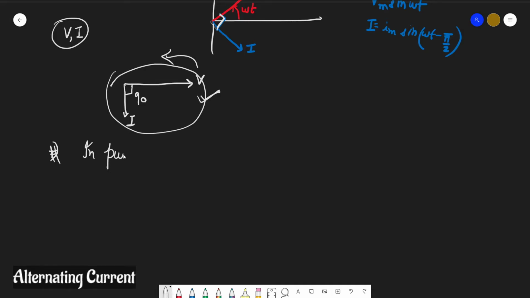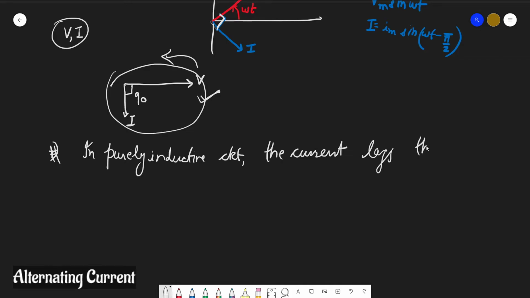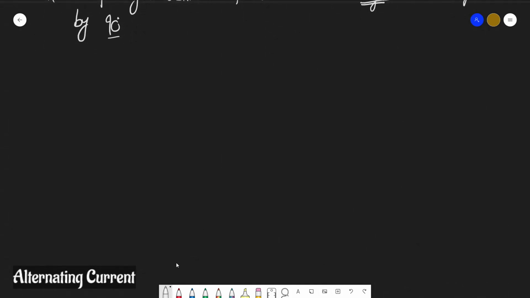in a purely inductive circuit, the current lags the voltage by, this is important, it is lagging, if I am taking voltage as reference, by 90 degrees or pi by 2 radians. This is important. Okay, now let us see the power.